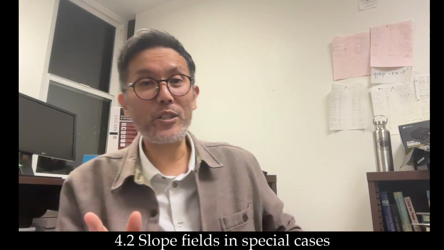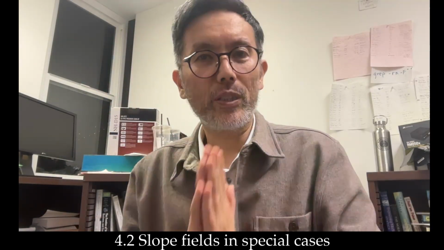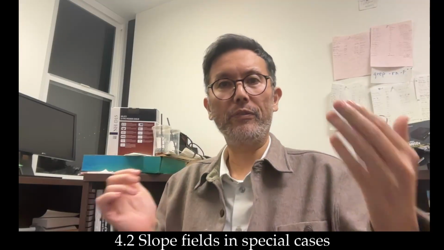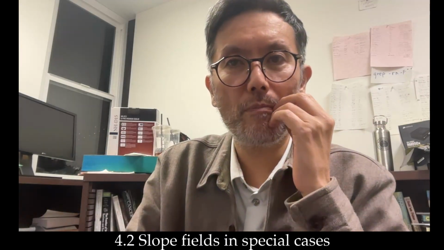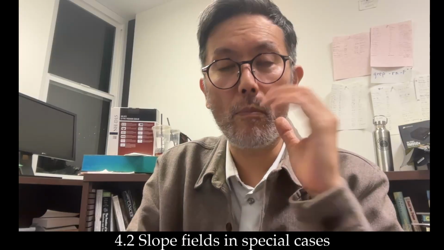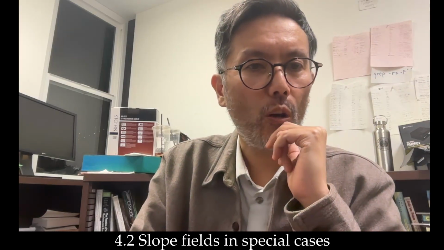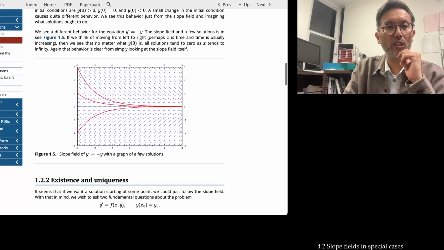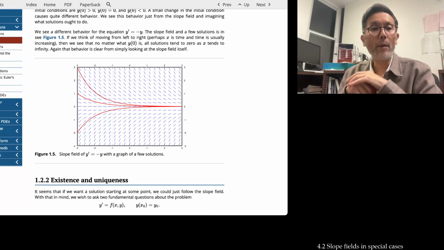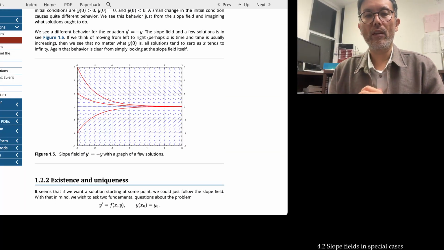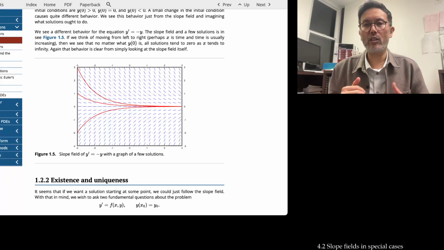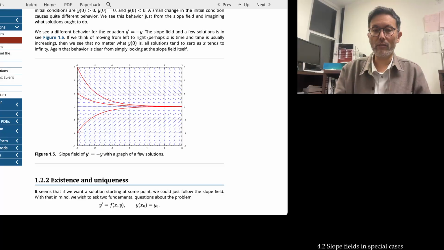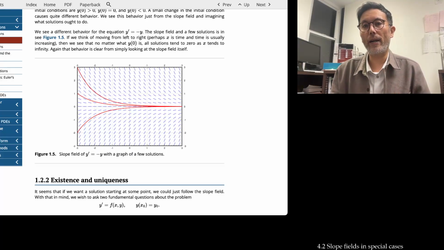Okay, I just wanted to mention what slope fields kind of look like in at least two special cases that we've covered in previous videos about first order equations. So here is the slope field associated with the equation y prime equals negative y. Now, what we know at this stage in our lives, I hope, is that this is what's called an autonomous equation. Y prime equals negative y.